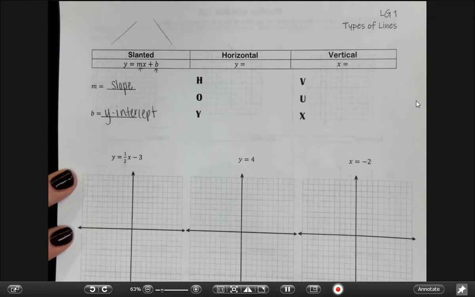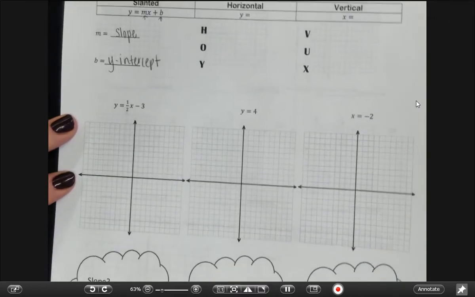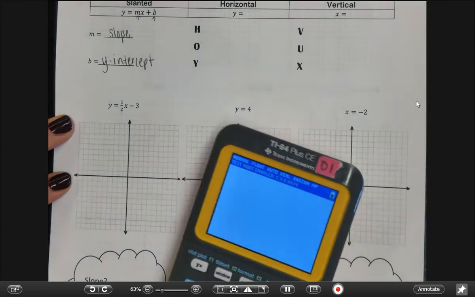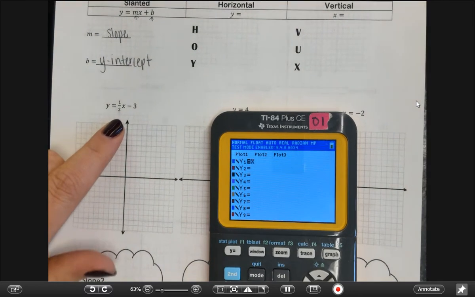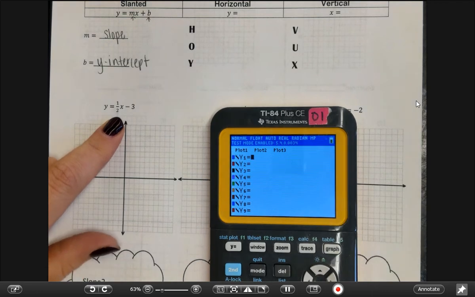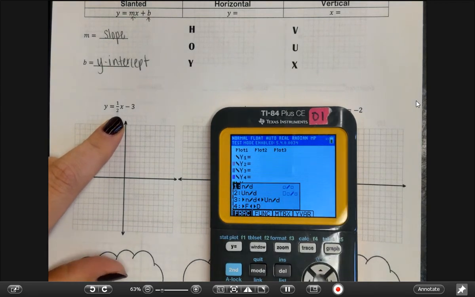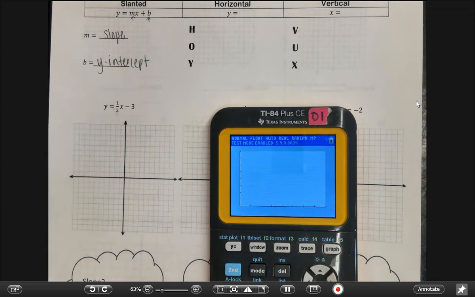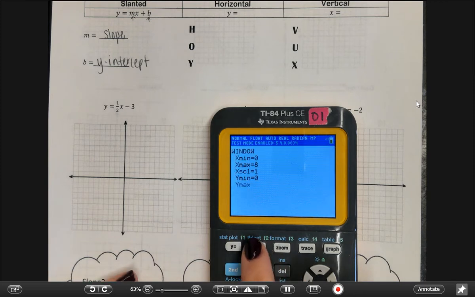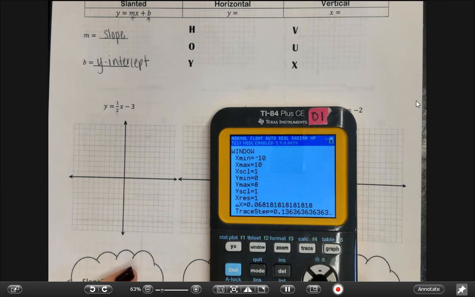So if I wanted to graph this, I could put it in my graphing calculator. I'm going to go to my y equals and type this exactly. If I want to put in a fraction, I'm going to hit alpha y equals, and I'm going to hit enter, and I have 1/2 x minus 3. The first thing I want to do is change my window, because it's a little off. So -10. Bear with me here.